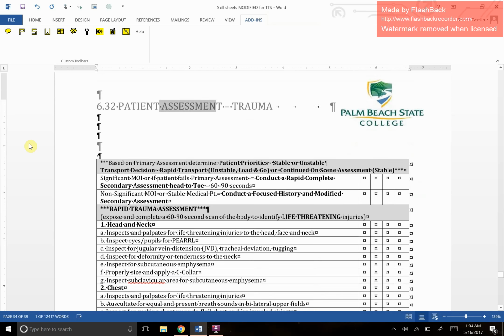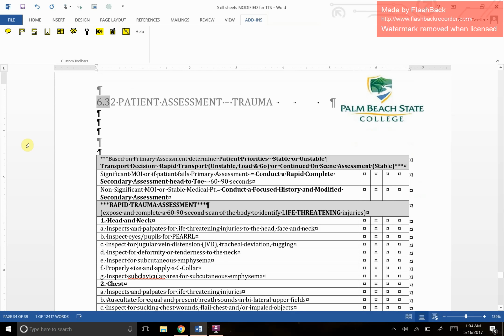6.32 Patient Assessment Trauma. Based on primary assessment, determine patient priorities, stable or unstable. Transport decision: rapid transport, unstable, load and go, or continued on-scene assessment, stable. Significant MOI or if patient fails primary assessment equals conduct a rapid complete secondary assessment head to toe, 60 to 90 seconds.